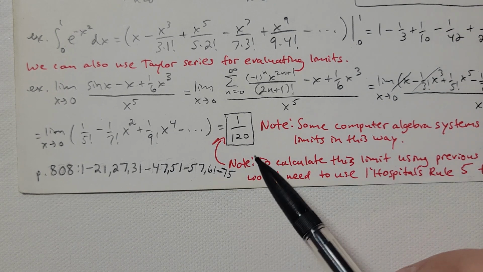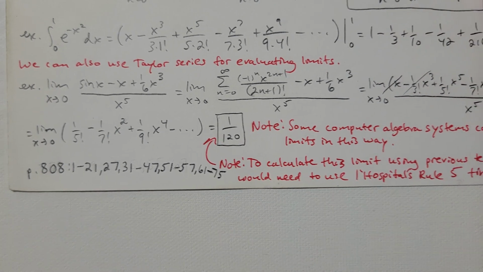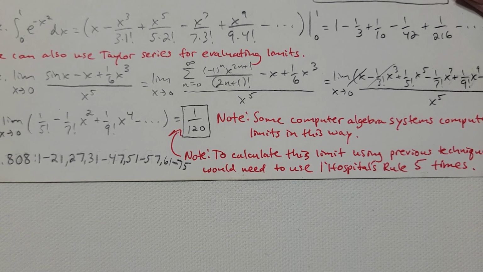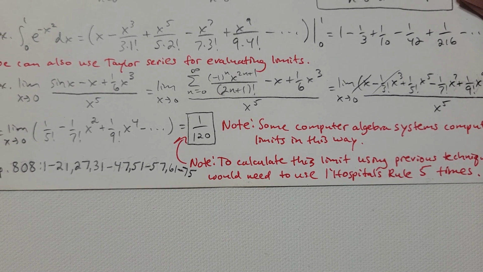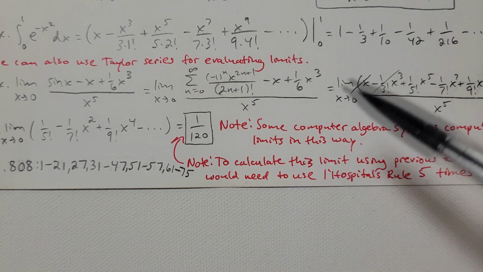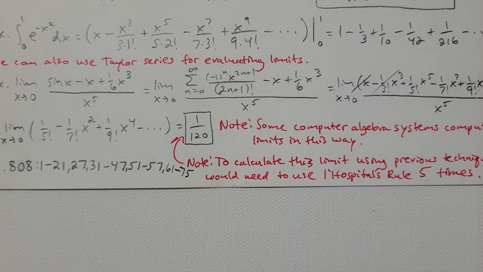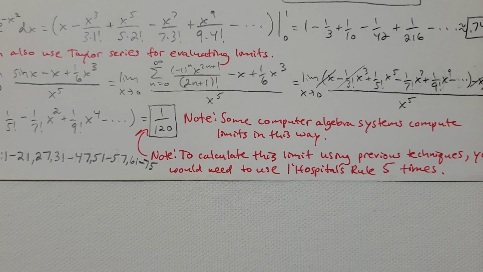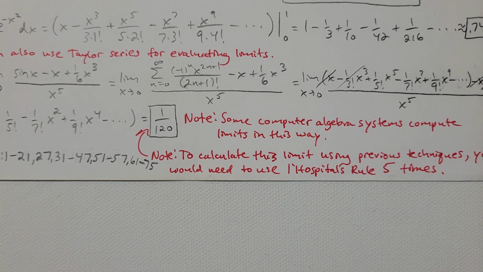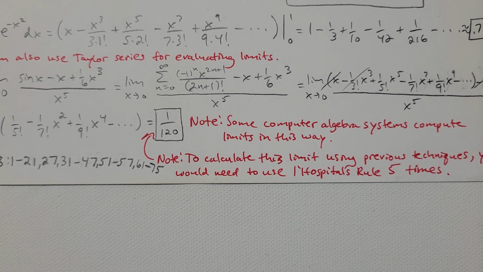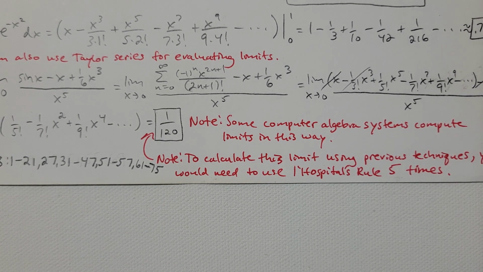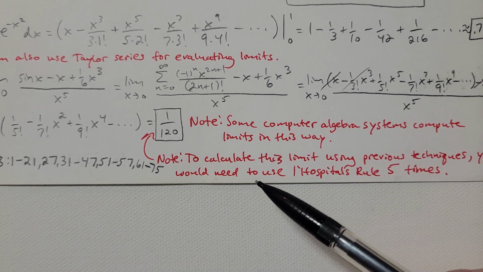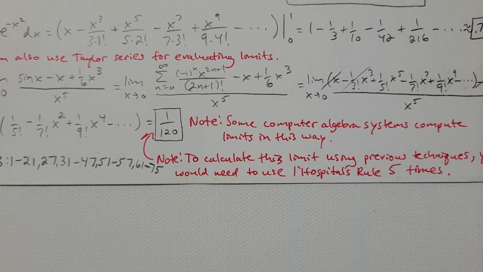Now again, I can get the same answer using L'Hopital's rule 5 times, but this is just another option to do the problem. Now again, some computer algebra systems compute limits this way. Like if I do a limit calculation on my calculator, or on a computer, it's using these Taylor series formulas. Okay.